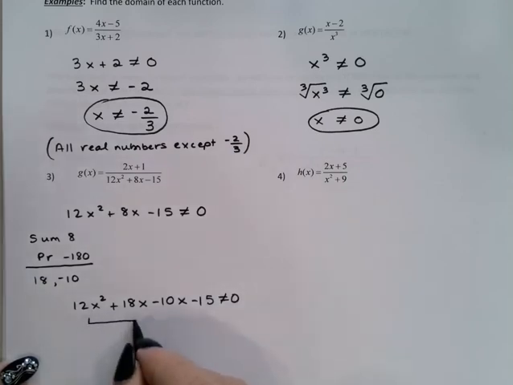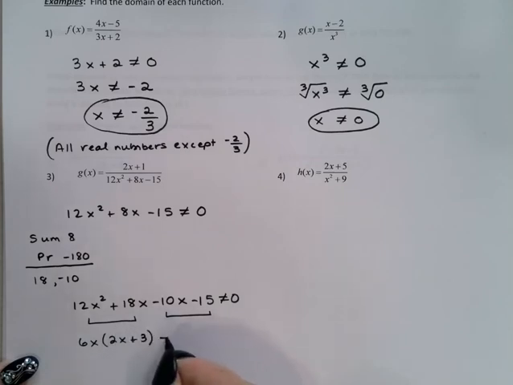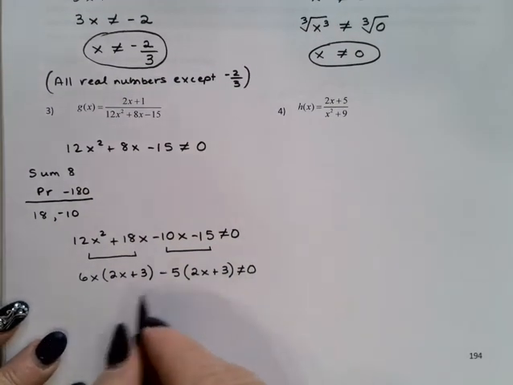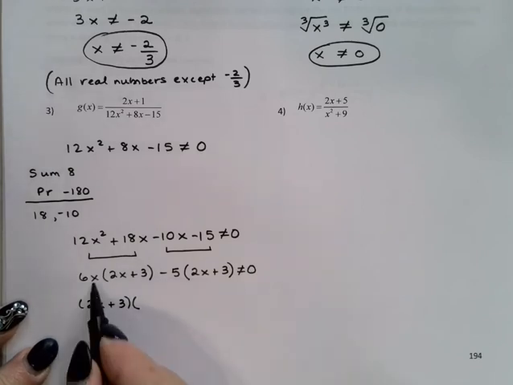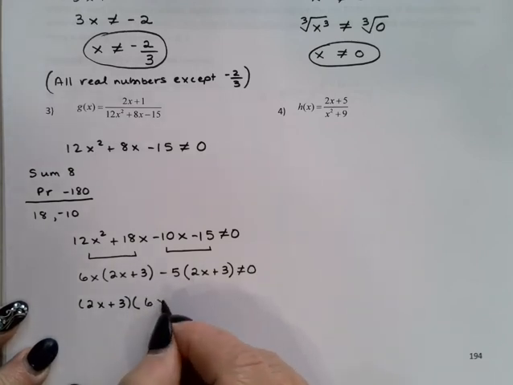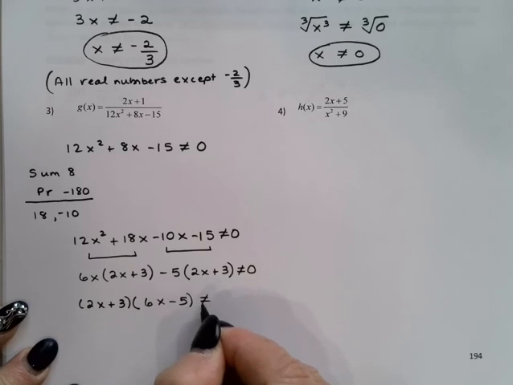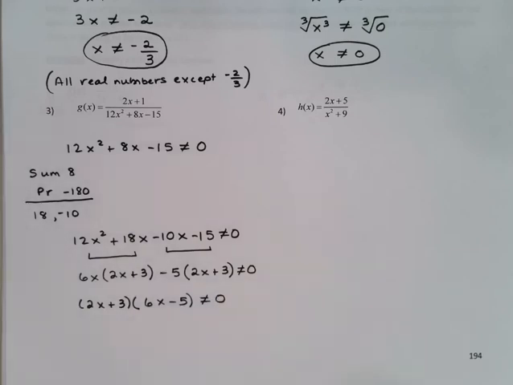And then if we factor this by grouping, factoring out a 6x makes that 2x plus 3. And I'll factor out a negative 5, which also makes this 2x plus 3. 2x plus 3 is my common binomial, and I'll factor that out to leave 6x minus 5. And again, this looks just like what we were doing back in Unit 1 even, I think.